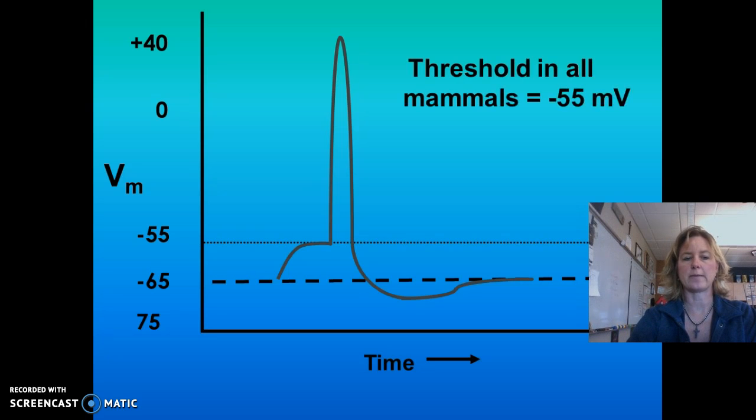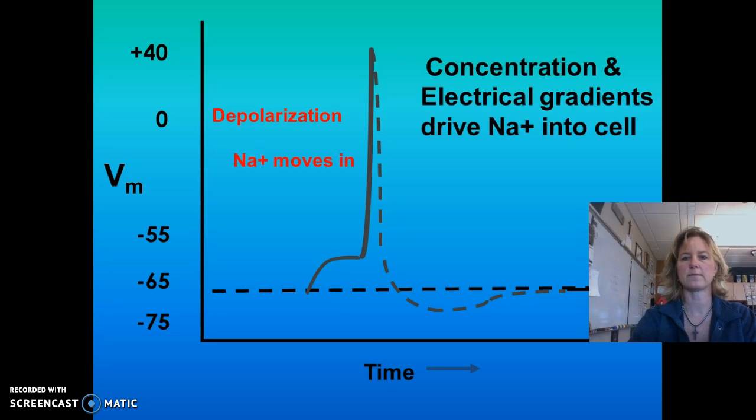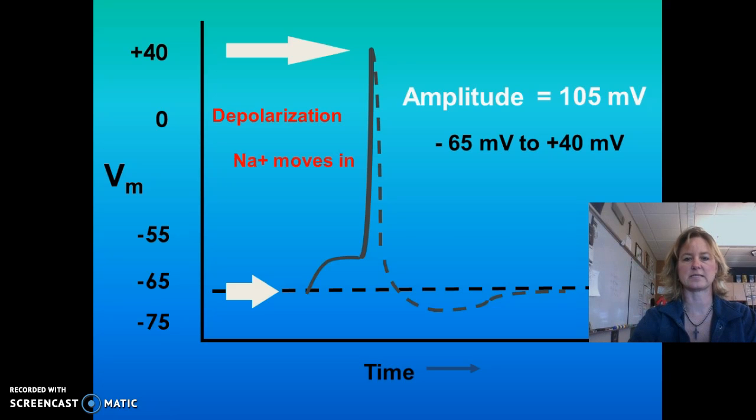The threshold for all mammals is negative 55 millivolts. That's an important number to remember. This is the section that we refer to as depolarization, where all the sodium ions are moving in, and it's due to the electrical and chemical gradients. Our change in amplitude here is 105 millivolts. That is a lot of sodium ions moving into that cell.